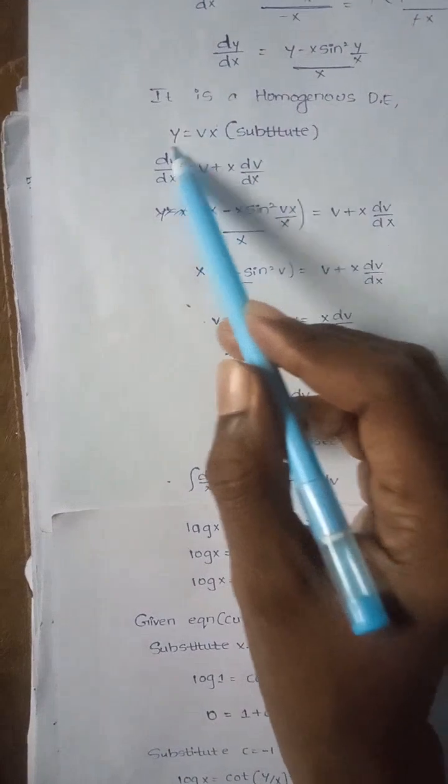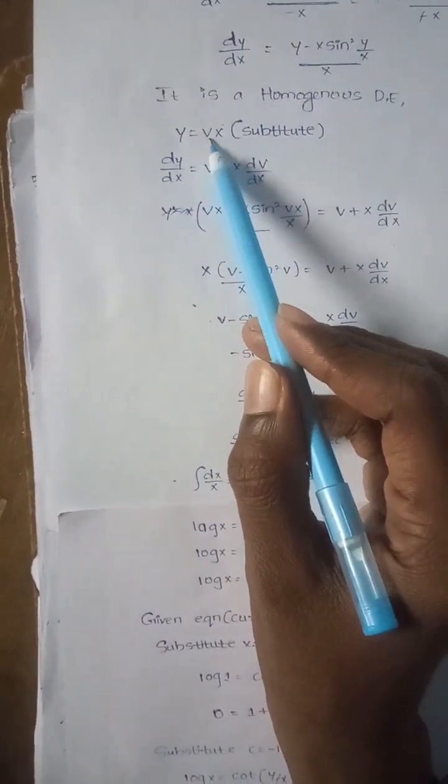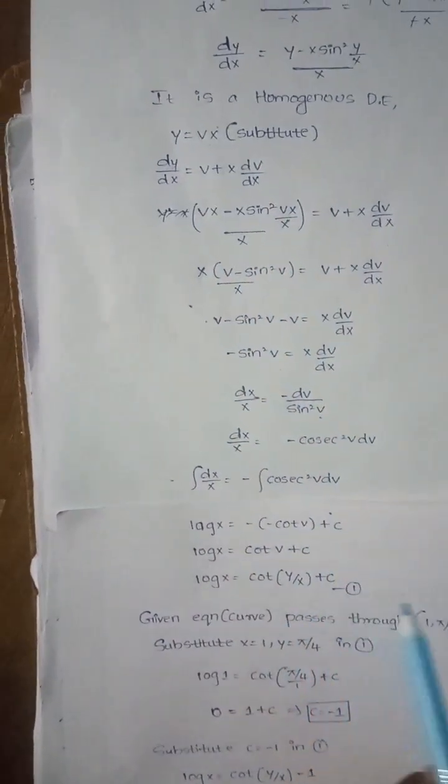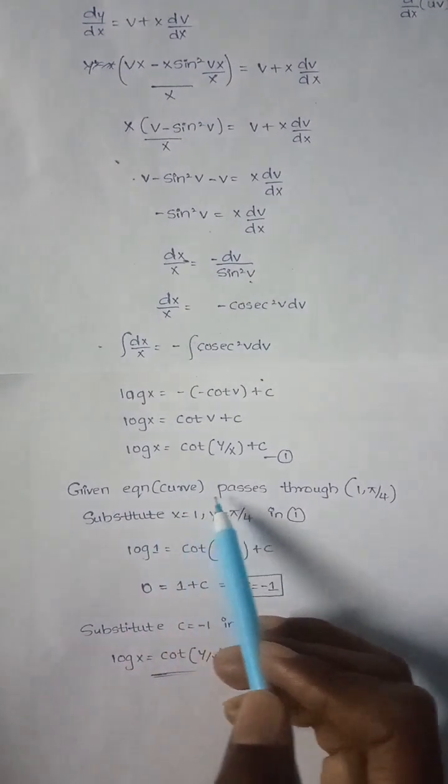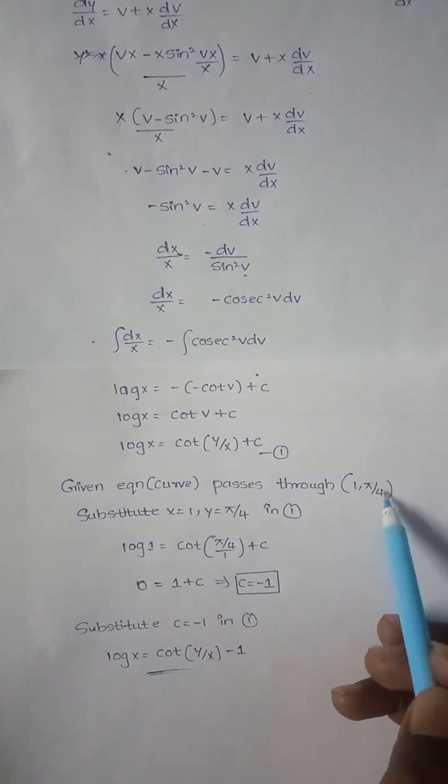Since we know that y equals to vx, from this v equals to y by x, right? And in the question it is given that the curve passes through the point (1, pi by 4).